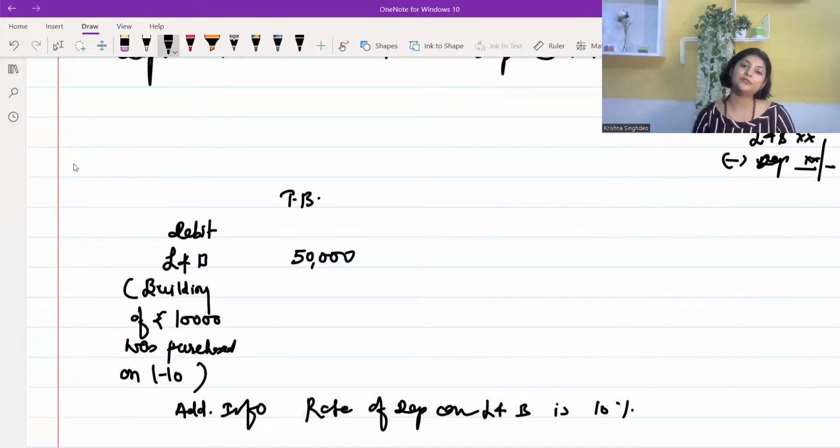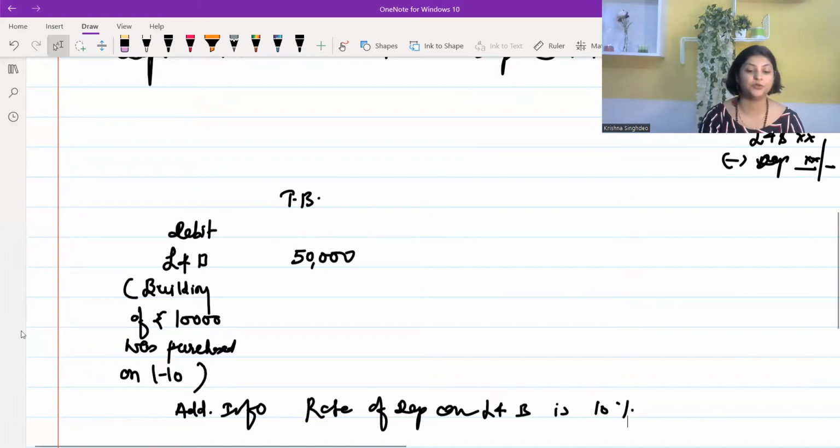Now, how are we going to deal with this? First of all, we will have to understand one thing. This 50,000 rupees was not there from the beginning of the year. From 1st of April till 1st of October, the balance of land and building was 40,000 rupees. After that, 10,000 of land or building was added, and then till the end of the year, it became 50,000 rupees.